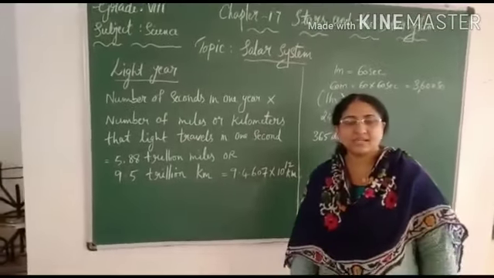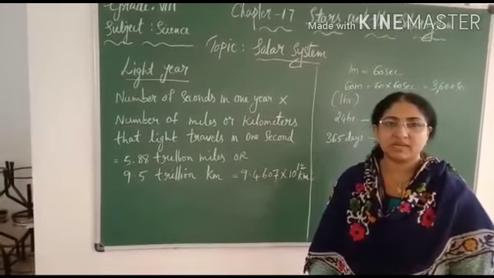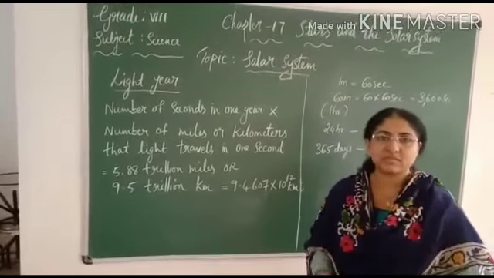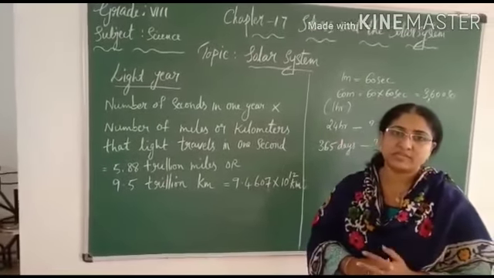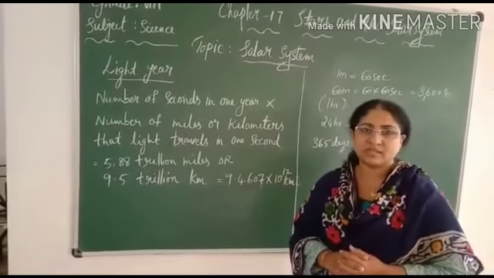Morning students. So in the last class we studied about constellations. So what is meant by constellation? It is a group of stars which form a recognizable shape or pattern, that is known as constellation. We also learned a few examples like Ursa Major, then Cassiopeia, all these examples we learned.